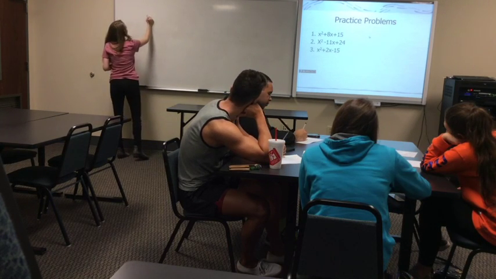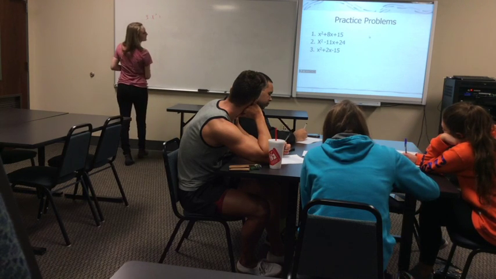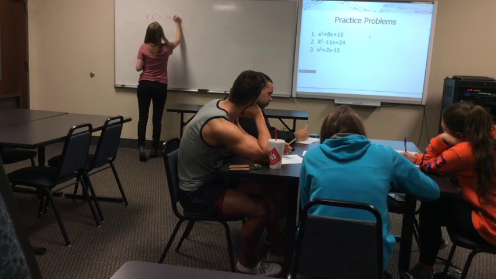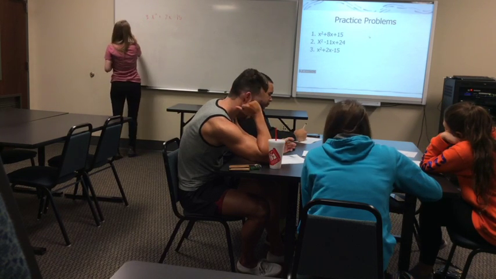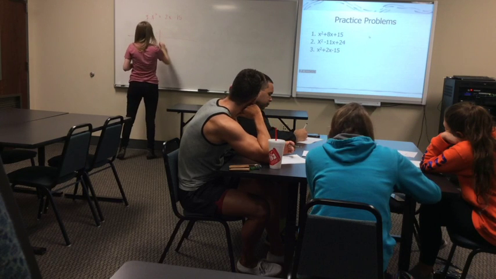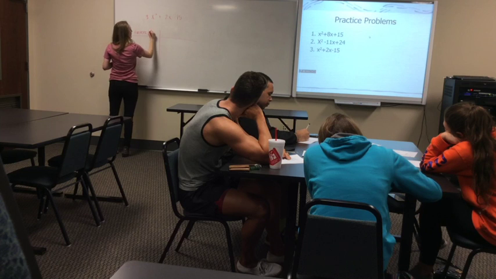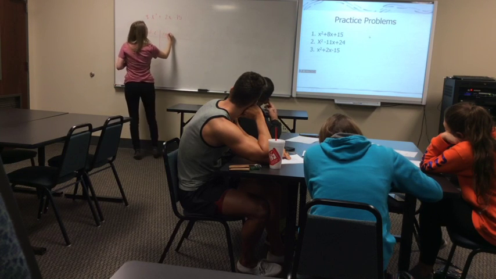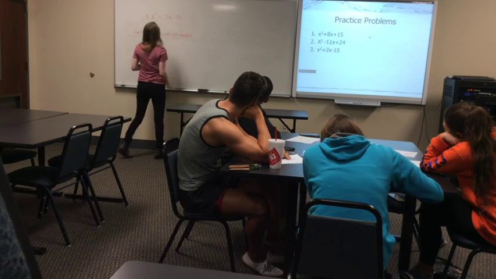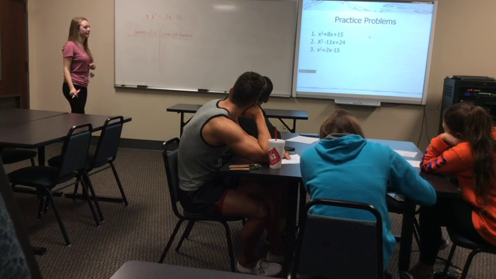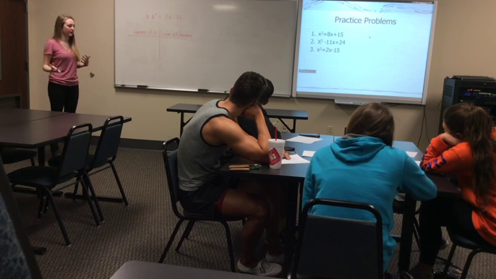For my third equation, I have x squared plus 2x minus 15. So what are my factors of c and the sum of those factors? So factors of negative 15. When you have a negative as your c term, what are you multiplying together? A positive and a negative.